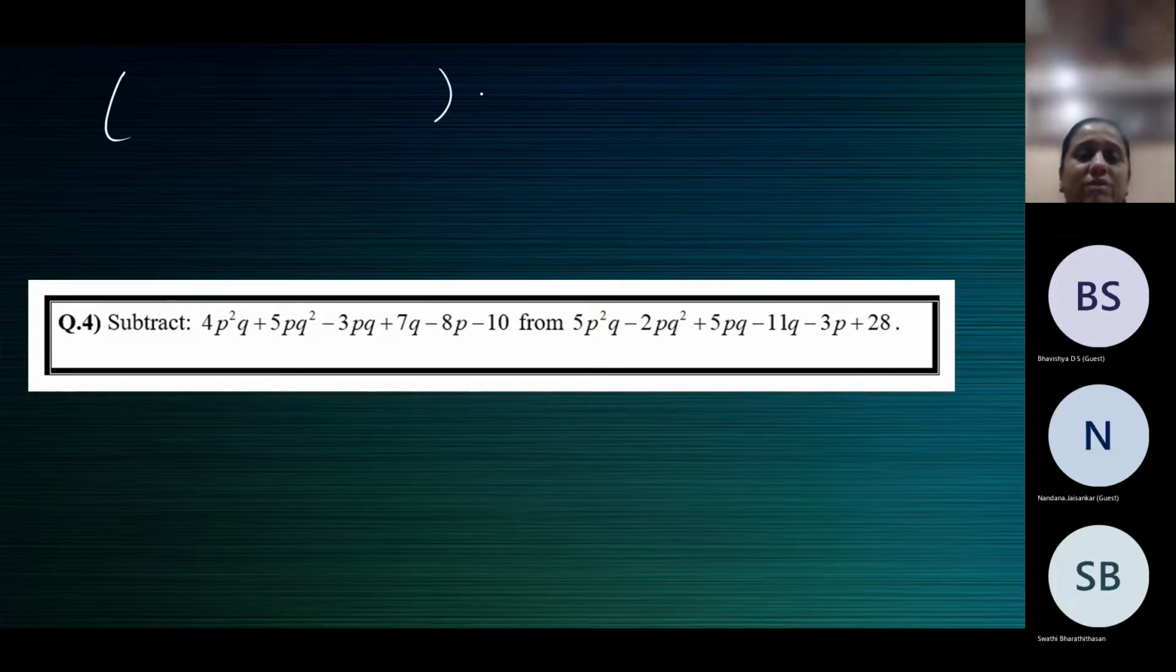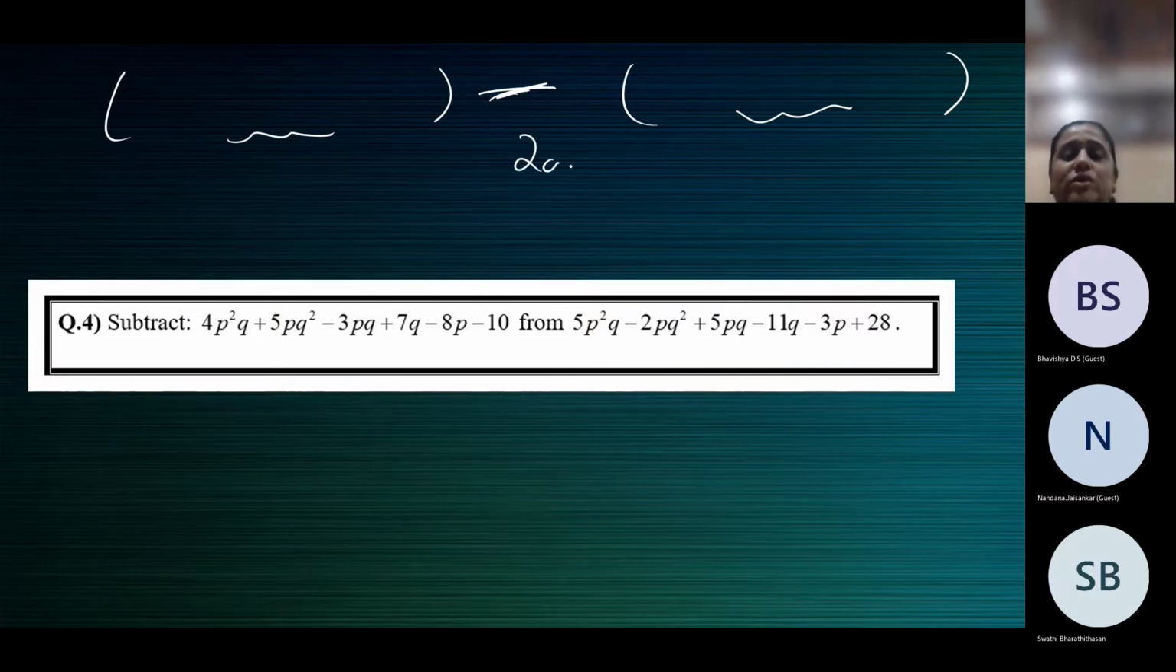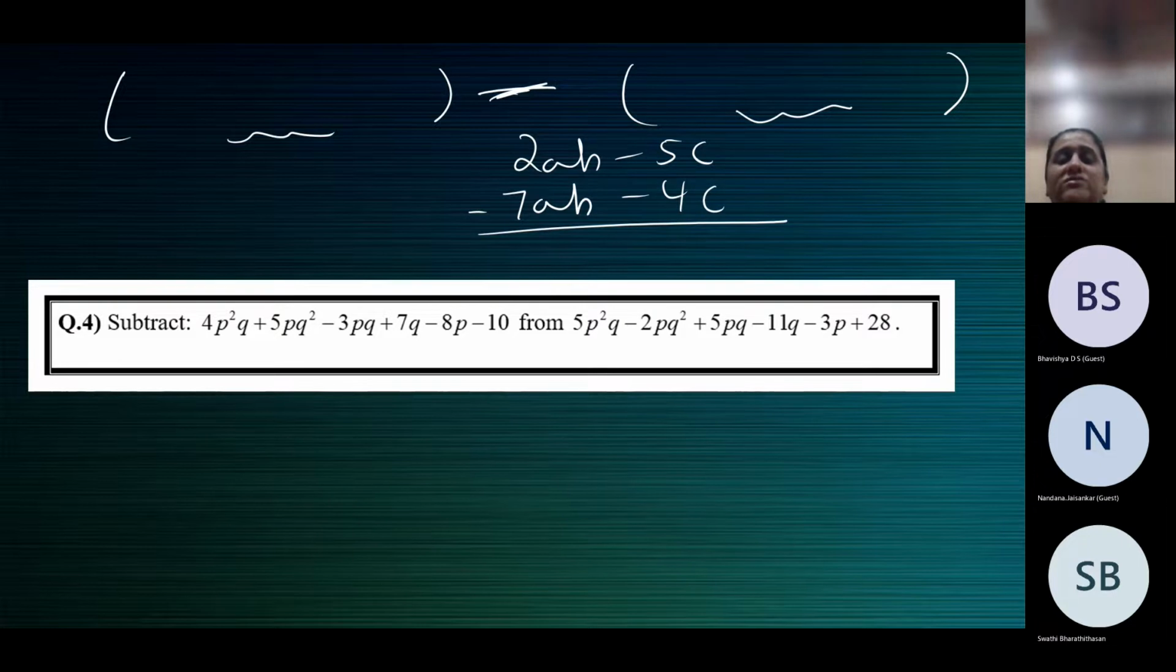Write the first expression minus the second expression. Whichever comes first. I don't know which one comes first. So whatever comes first minus whatever comes second. And then apply the minus sign to every term inside the bracket. That is the horizontal method. Vertical method is writing it like this, like 2ab minus 5c, and then 7ab minus 4c, writing it like this and doing. You understand, children, what I mean?